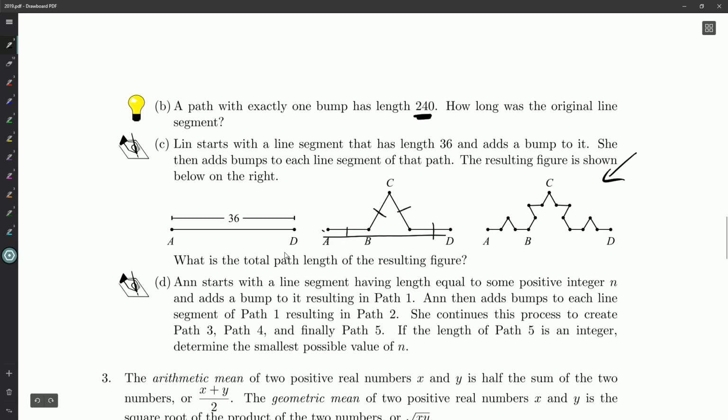Now, here's where we actually have to write things. C. Lynn starts with a line segment that has length 36 and adds a bump to it. She then adds bumps to each line segment of that path. The resulting figure is shown below on the right, so just keep bumping. What is the total path length of the resulting figure? Okay, so we do need to write things out.